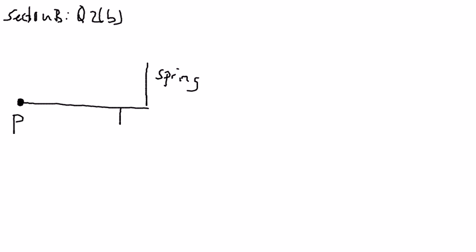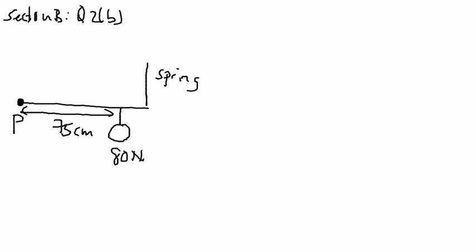The weight is 80 Newton, hung here, so this is 80 Newton, and the distance between the mass, the object of 80 Newton, to the pivot is 75 cm.